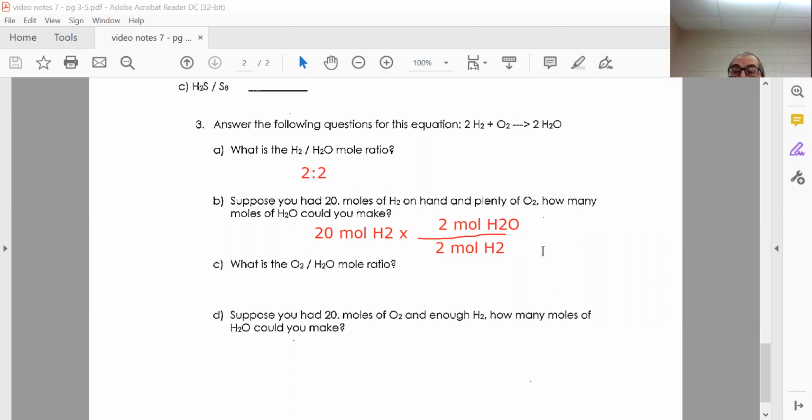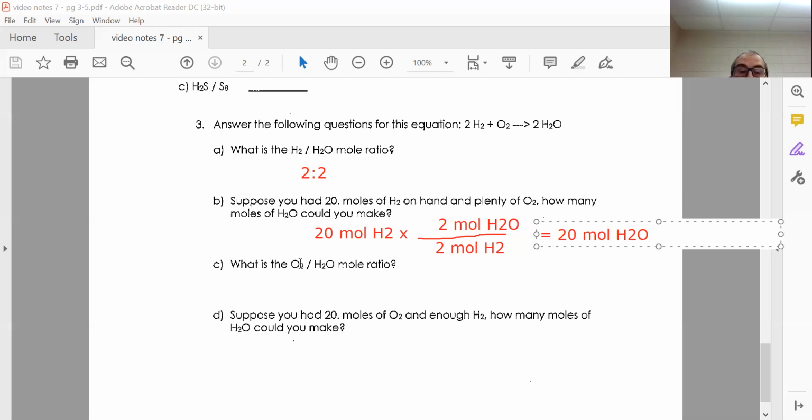Either way, what's your answer going to come out to be? It's going to equal 20 moles of H2O. So you can do that in your head, or you could do that through dimensional analysis. But you should be able to see either way how that works.